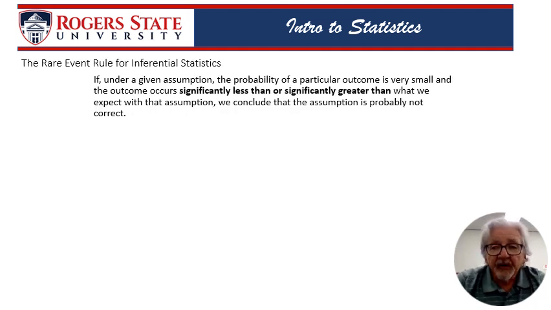If, under a given assumption, the probability of a significant event is very small and the outcome is significantly less than or significantly greater than the original data, we conclude that the assumption is probably not correct. In other words, if we do our computation and find that the value we were presuming to be valid is in the lower 5% range or the upper 5% range, we say something's wrong. Our assumption has got to be incorrect.